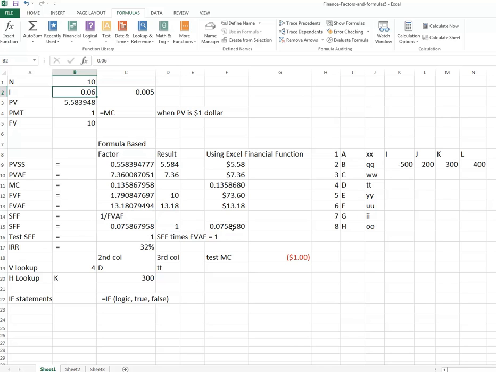compounding at 6%. If I had done it using the Excel functions, I would have solved for the payment necessary to equal a dollar in the future. So in this case, it's solving for a payment that equals $1 at the end of 10 periods, compounding at 6%.